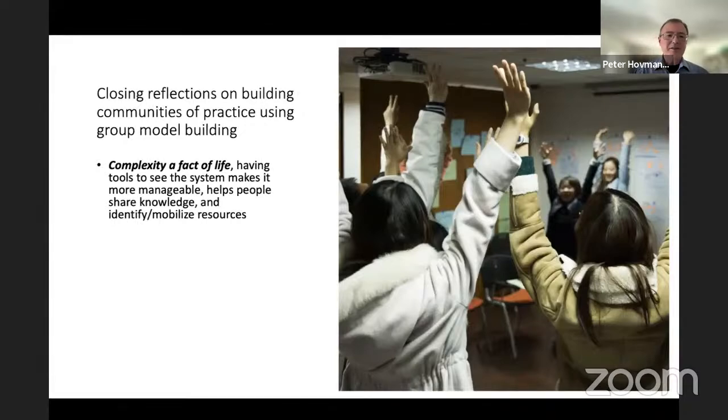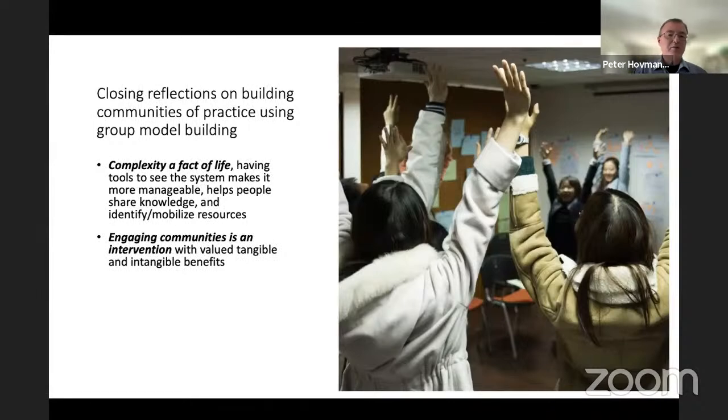But the statement that comes up again and again is for most of the communities where we're doing this, complexity is a fact of life. And there's real value to being able to have that complexity reflected and having others being able to share knowledge and identify and mobilize resources. And that's held true whether we're talking about high school students, communities, cancer survivors.